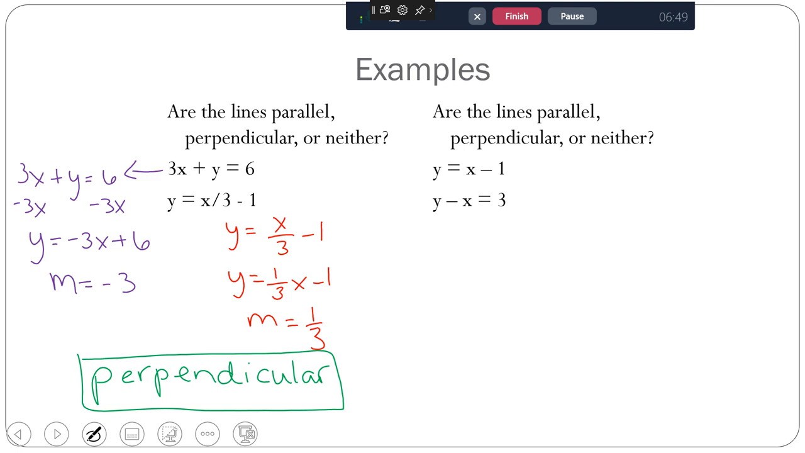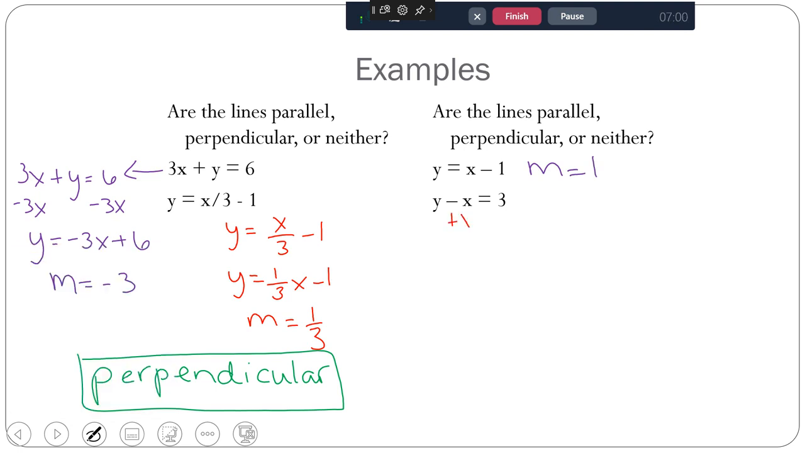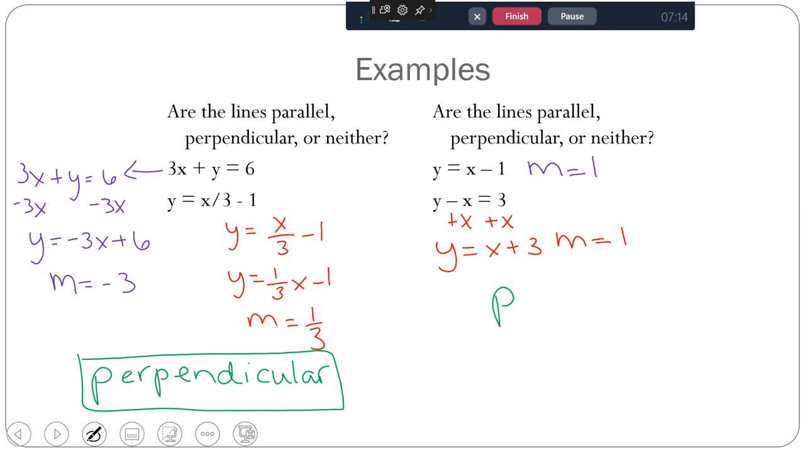Okay, looking at this next one here. The m is the value in front of x, so in this case my m is 1. In this other problem, my equation needs to be rewritten in slope-intercept form, so I need to add x to both sides. And I'll get y equals x plus 3. So my m is also 1. They are the same slope, so when we have the same slope, they are parallel.